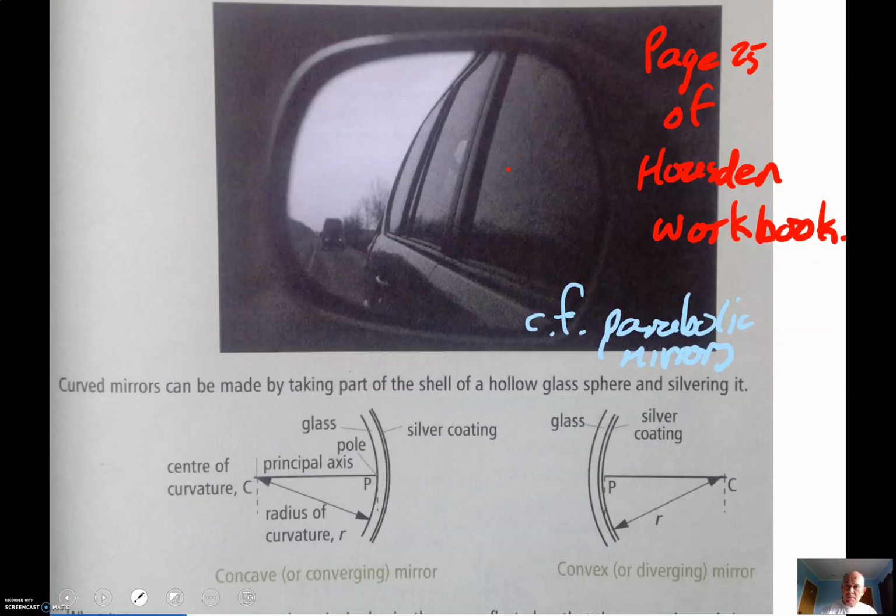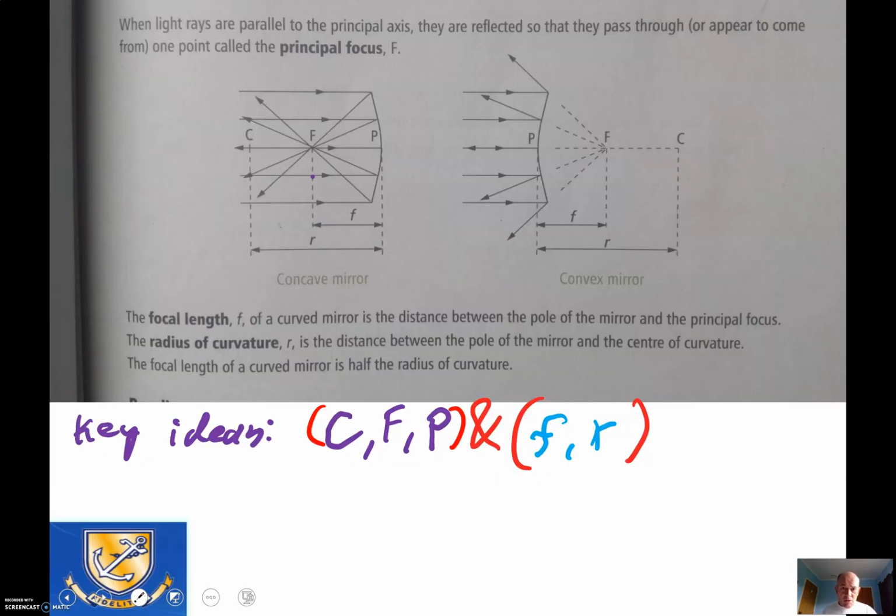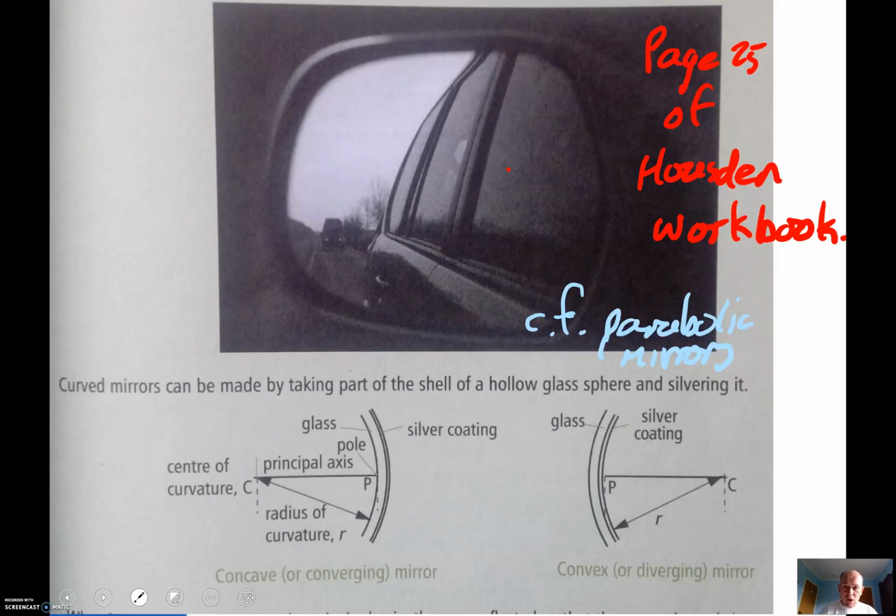First of all, here's a photograph of a piece out of Dave Housden's workbook. The spherical ones are the cheaper type. They are made from a part of a hollow glass sphere with a silver coating, and then light is bounced off that. The more expensive type are parabolic in nature, and they're very expensive and quite tricky to deal with, but they make a better image. You get what you pay for.